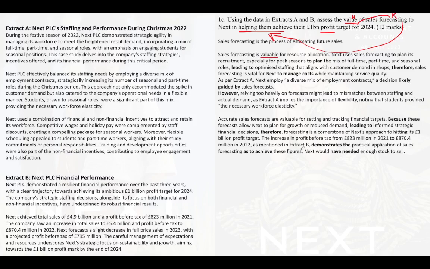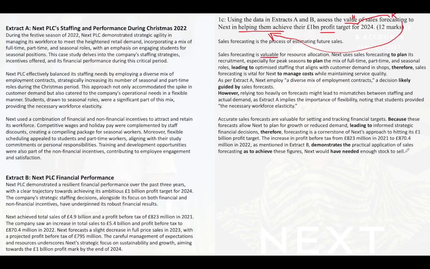It's an assertion, and we want to avoid level 2 assertions. Next would need enough stock to sell. Now it's linked back to forecasting, because if I'm forecasting my sales, that actually informs how much stock I'm going to purchase. More than half of their stock is made in the Far East, which means the lead times for that are months and months, not days and days.